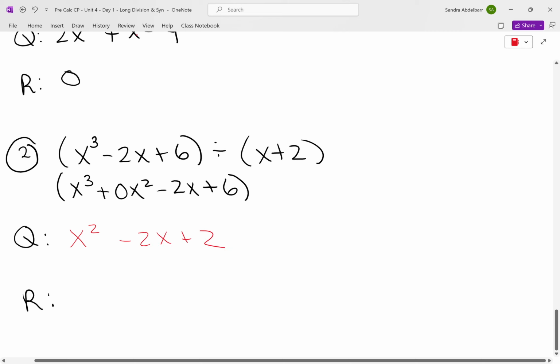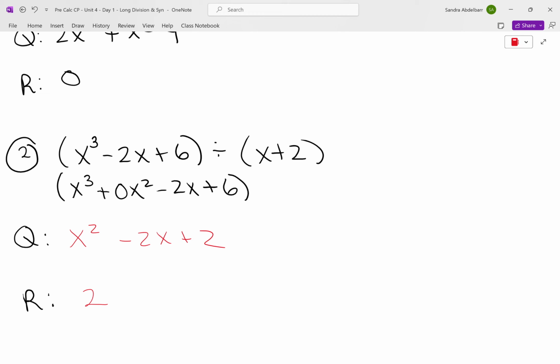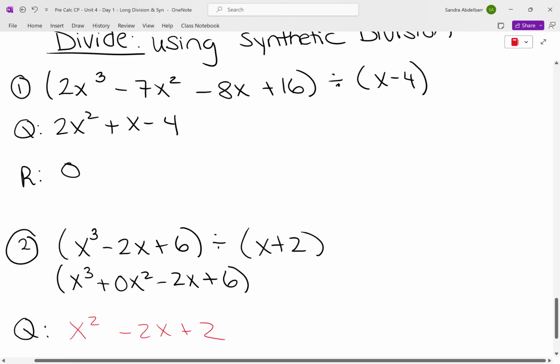All right. What about the second one? What's your quotient? X squared minus 2x plus 2. What about the remainder? 2. Yeah. Anybody want to see me do either one of those?